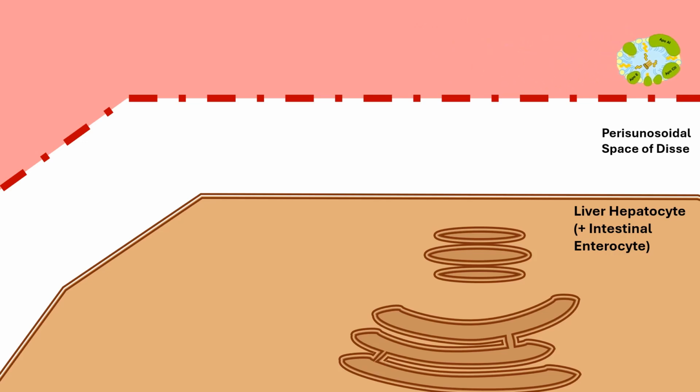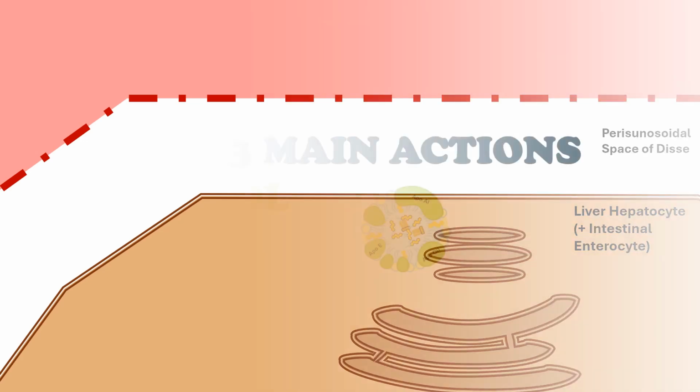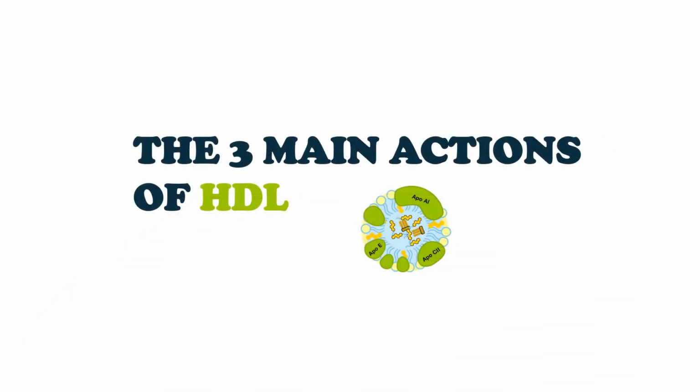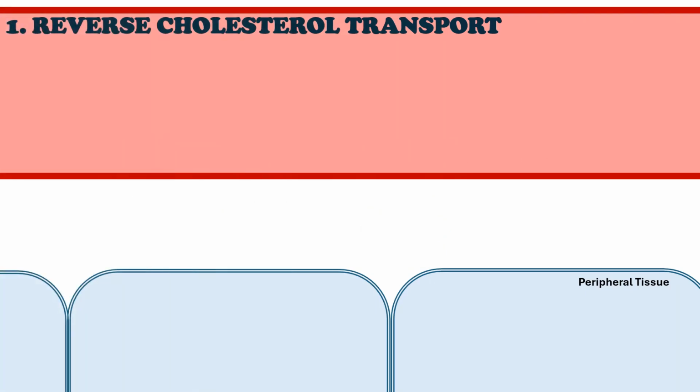We shall now examine the three super important actions of HDL, two of which we've already seen earlier, so we first turn to the one we have not discussed yet, the role of HDL in transporting cholesterol from tissues to the liver, a role that has earned HDL the nickname of good cholesterol.